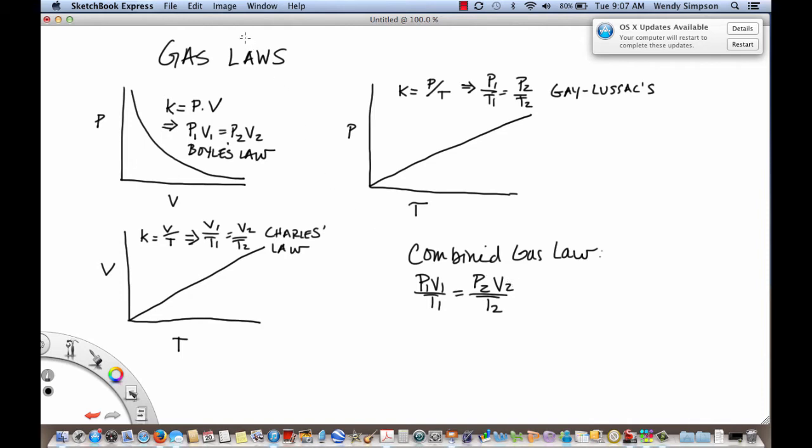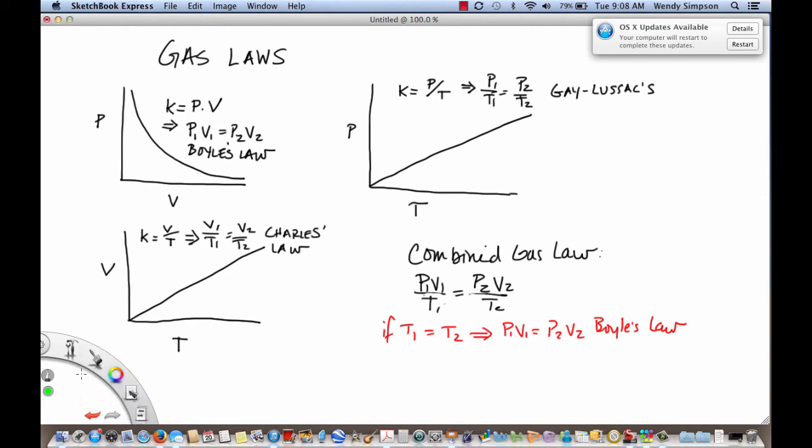So if we think about this, if temperature is held constant, that means then T1 equals T2, and T1 and T2 would cancel each other out, and we'd be left with P1 times V1 equals P2 times V2, which is Boyle's law. So if we held temperature constant, we get Boyle's law.